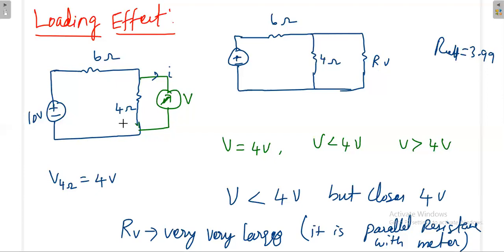So this is the loading effect, sir. When you are not connecting the element, you are getting some voltage. As soon as you connect your meters, the meter reading gets decreased. That effect is called the loading effect, because it introduces some resistance, which reduces the overall resistance, so that the voltage across the terminal effectively gets reduced. Next, we will see the loading effect in an ammeter.